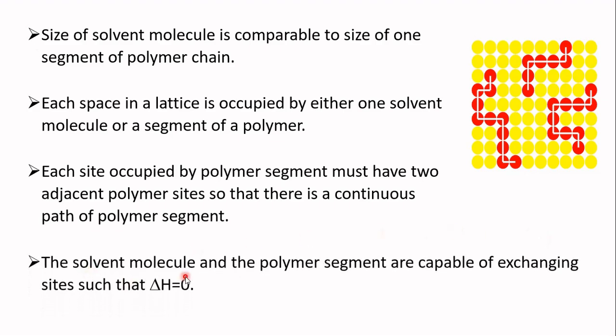Then the solvent molecule and the polymer segment are capable of exchanging sites such that delta H is equal to 0. That means if the polymer segment exchanges the site with the solvent molecule, then that exchange will be athermal. That is, change in enthalpy must be 0. Now we shall consider this Flory Huggins theory to calculate the change in entropy of mixing.